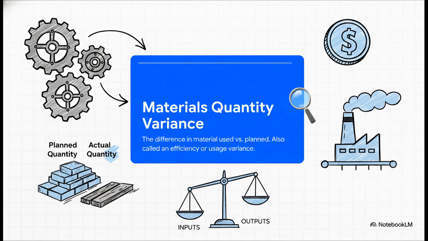Now, the other side of that coin is the quantity variance. You'll sometimes hear this called an efficiency or usage variance. This one has nothing to do with price. It's all about how much material you used. For the number of widgets you actually made, did you use more raw material or less than the plan called for? This really gets to the core of how efficient your production process is.